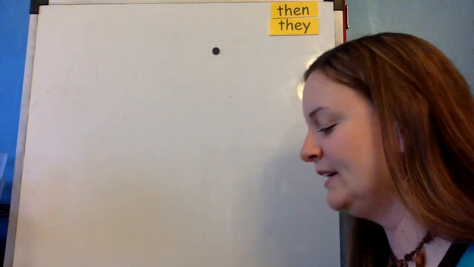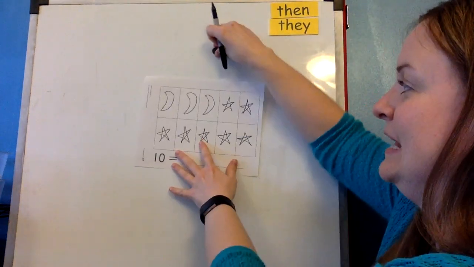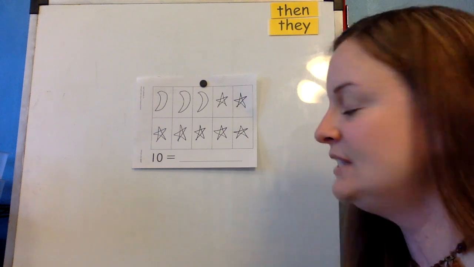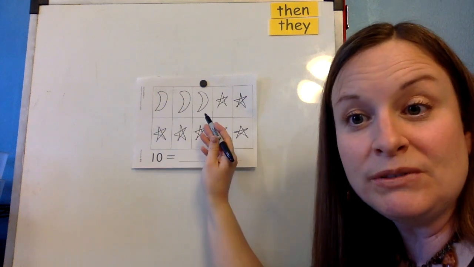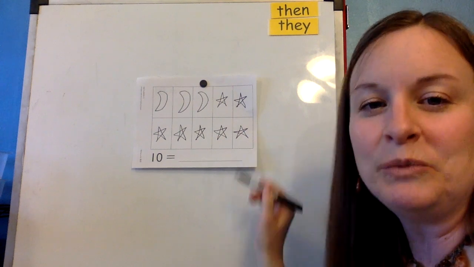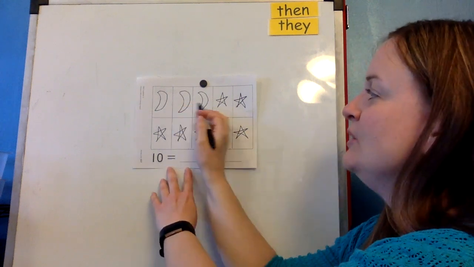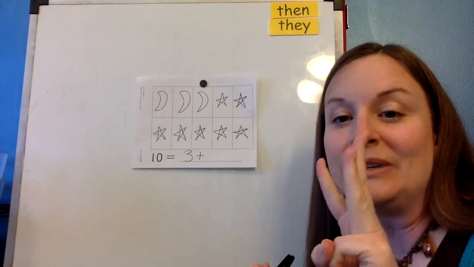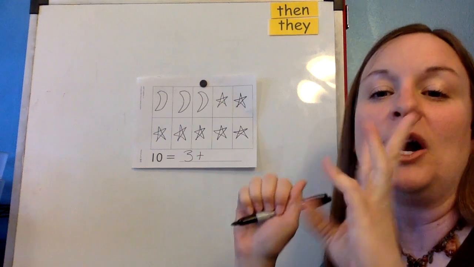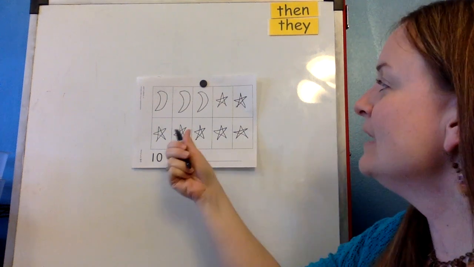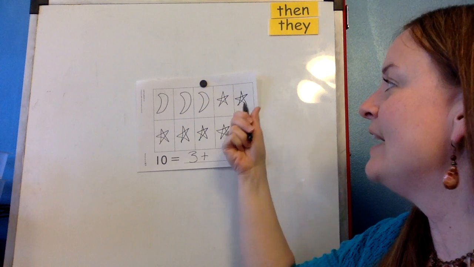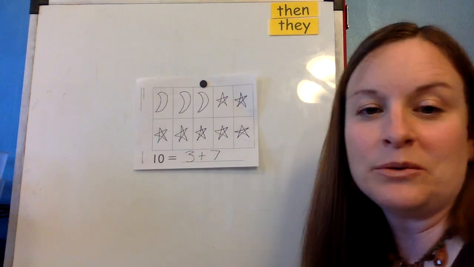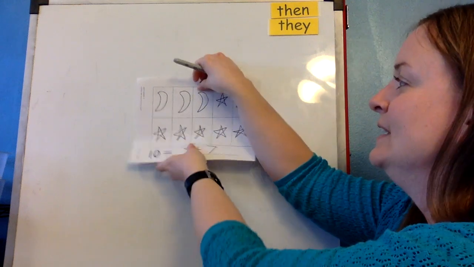I did one other example, except I didn't write in yet our partners. So this one, I have a lot more stars, which is fine. But remember, we do the moons first, how many there are, and then we do the stars. So we are going to do the 3 moons plus, and I know that 3 and 7 are partners of 10. But I could also count. I know this is 5, 6, 7. So then we have 10 equals 3 plus 7.